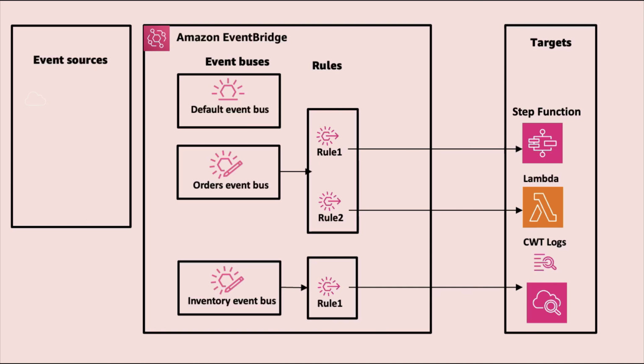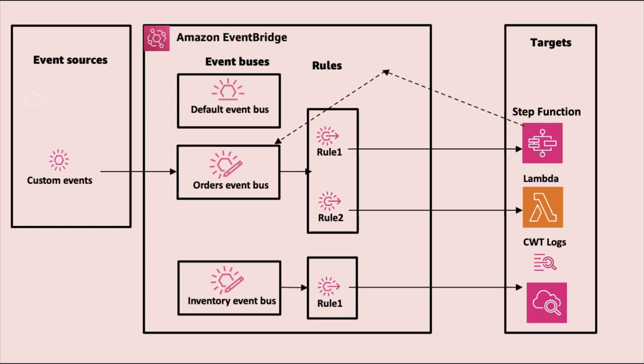Now let us say we have a custom event which is being sent to the orders event bus through the AWS CLI or some application. Based upon the event pattern, rule 1 gets triggered and the Step Function will be invoked as part of the rule matching. The Step Function will process the event and send another event back to the same orders event bus from which it received the event.